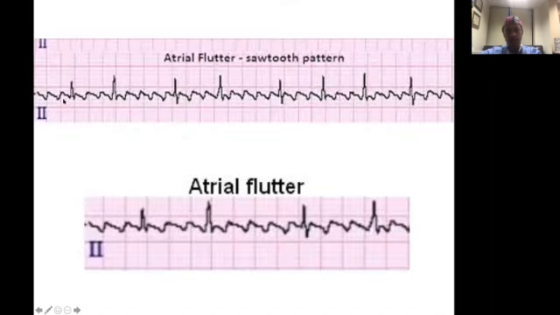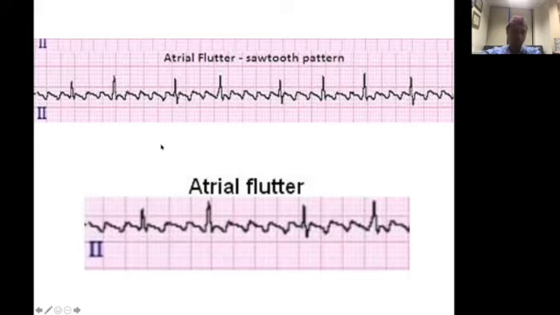And here are a couple more examples. So the atrium beats in a really, really fast manner, and then you'll have QRSs every maybe third or every fourth beat.